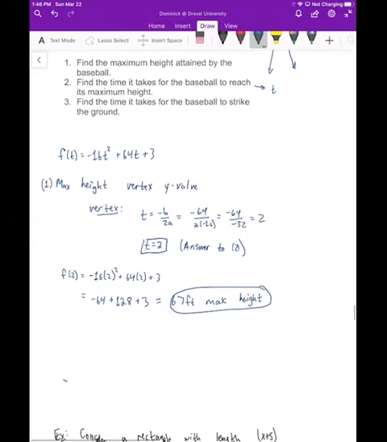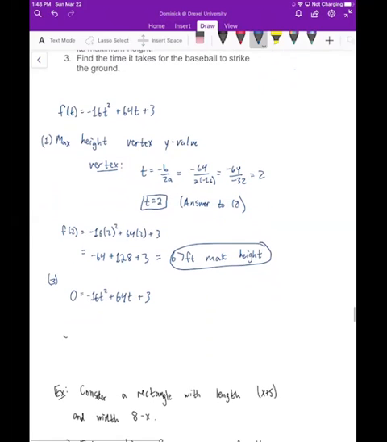And finally, in part 3, they want us to find the time it takes for the baseball to strike the ground. So what we need to do there is set our height equal to 0. So then we have negative 16t squared plus 64t plus 3. Now, of course, this is something that we need to solve using something like the quadratic formula.